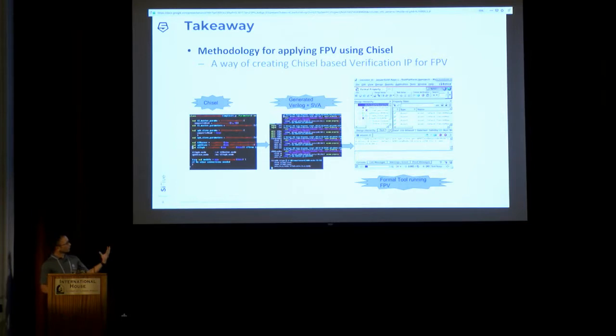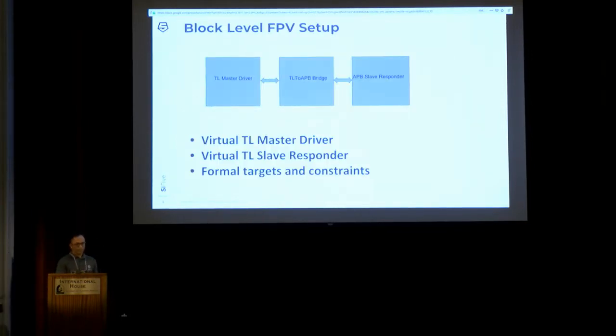I have a success story here where I started with a few small blocks. I have a TileLink to APB bridge. That was the DUT I selected for this work. There I have a slave interface of the TileLink protocol on the left side of the DUT. That's the DUT. And on the right side, I have a master interface of APB protocol.